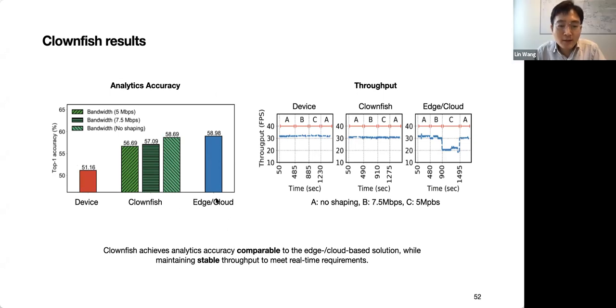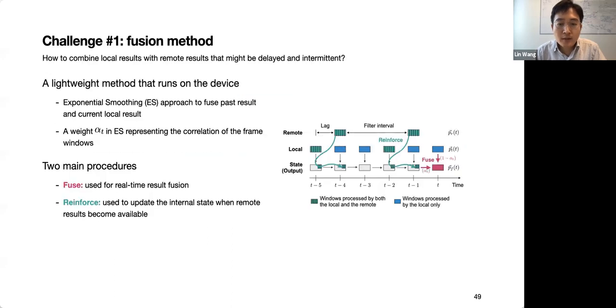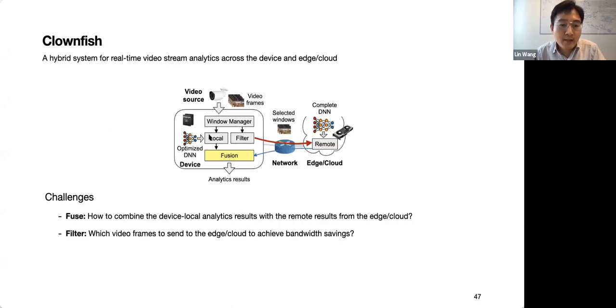Sure. So edge and cloud is where we offload everything to the cloud. We use a high-end, complex DNN in the cloud for the video analytics. Clownfish is a hybrid approach, as I mentioned earlier. We have a small DNN locally, and then we combine the results from the edge and the cloud to improve the accuracy of the analytics, but we don't rely on that for real-time response.